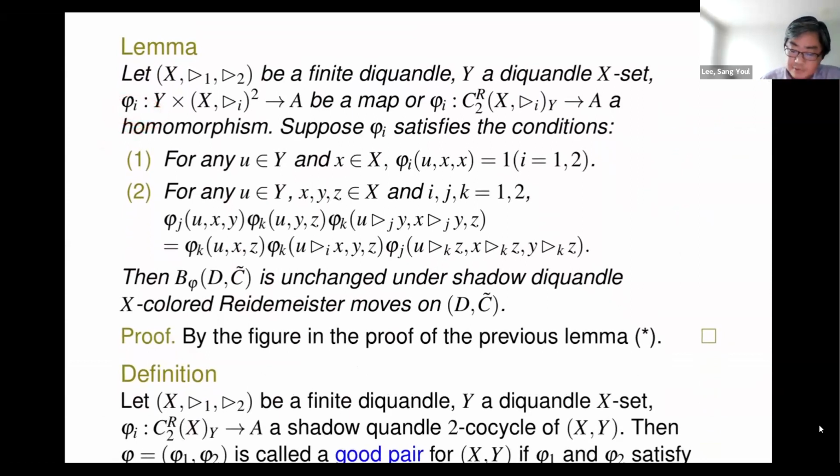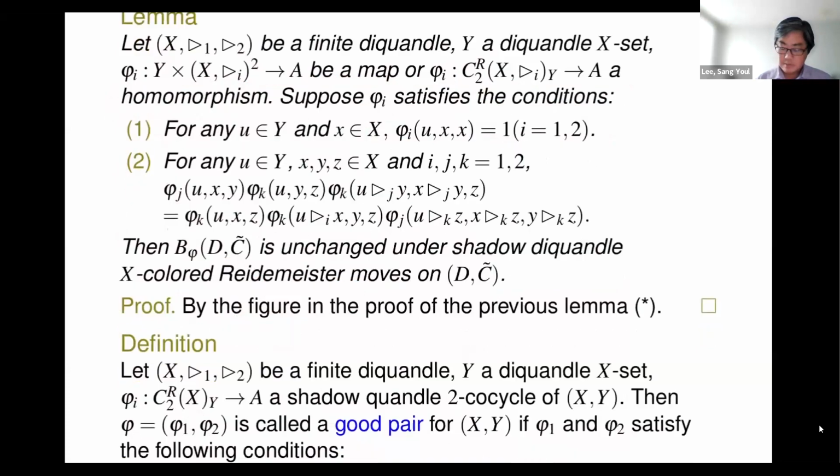Then, given a diquandle X and a diquandle X-set Y, and a map phi that satisfies this condition, then the product of this shadow Boltzmann weight is unchanged under the shadow diquandle X-colored Reidemeister moves.